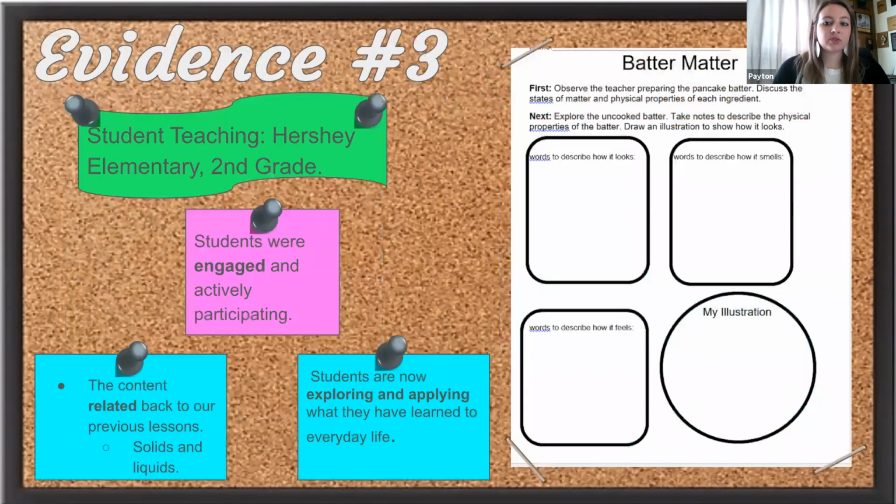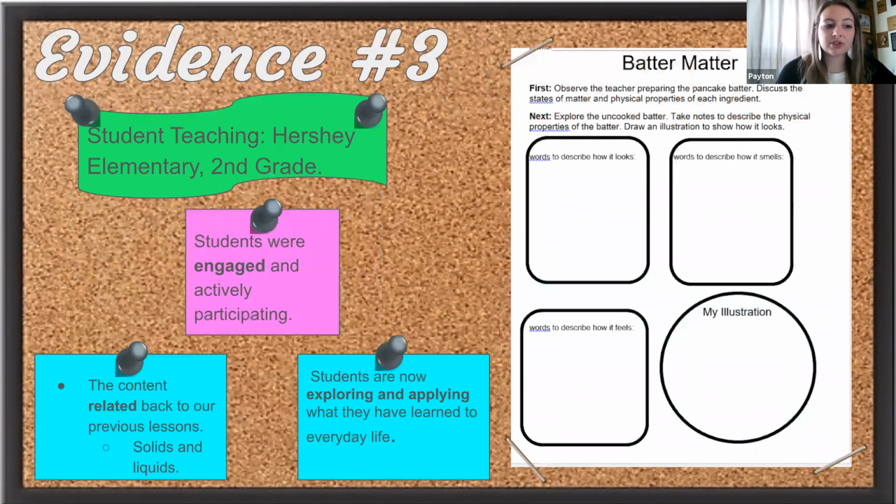My third piece of evidence was a worksheet from a lesson plan that I taught in my student teaching semester at Hershey Elementary. Again, I'm in the second grade classroom. Prior to teaching this lesson, we had been learning about liquids and solids and how heat can cause chemical changes. We also learned how some solids and liquids can mix and others do not.